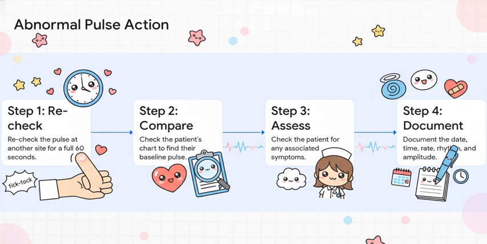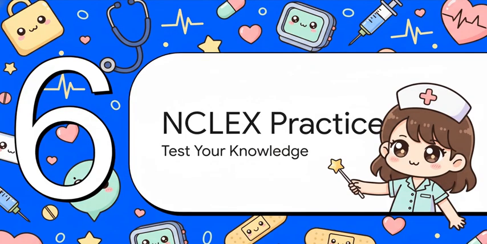Don't just treat the number. Are they dizzy? Are they in pain? Are they short of breath? Always assess for other symptoms. Finally, document everything you found, and of course, notify the provider if it's a significant change or if your patient is symptomatic. All right, you've got the knowledge down. Now let's put it to the test with some NCLEX-style practice to make sure it really sticks.